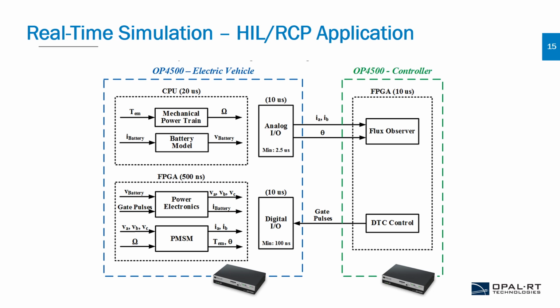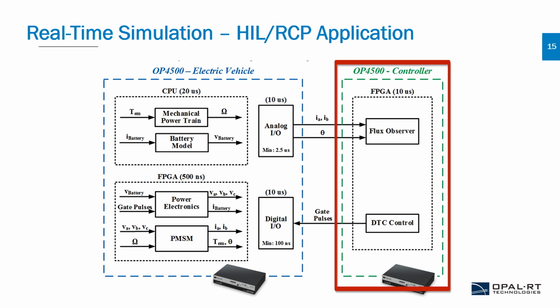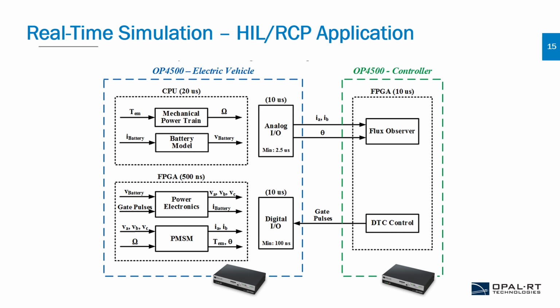These four subsystems through the analog input and outputs interact with the OP4500 controller. The controller is implemented on OP4500 platform, which uses Kintex FPGA board using RTXSG and Xilinx System Generator software. The use of block connection based programming tools greatly simplifies the implementation of the controller on FPGA. The flux observer part of the controller computes the stator flux based on stator currents and voltages and reconstitutes from switches gates. Direct torque control is the control mechanism used in this particular application.